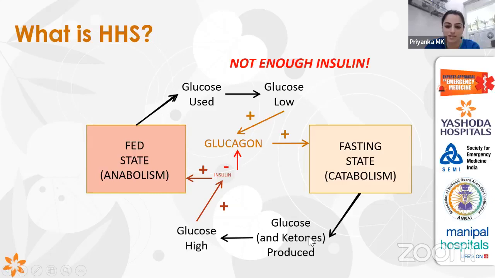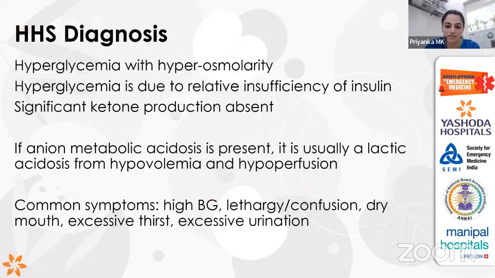So in HHS, you have hyperglycemia, and this hyperglycemic state causes hyperosmolarity. This hyperglycemia is due to a relative insufficiency of insulin, and significant ketone production is absent. If an anion gap metabolic acidosis is present, it's usually a lactic acidosis from hypovolemia and hypoperfusion, not due to HHS. The symptoms in this case are more of lethargy, confusion, dry mouth, excessive thirst, and excessive urination.